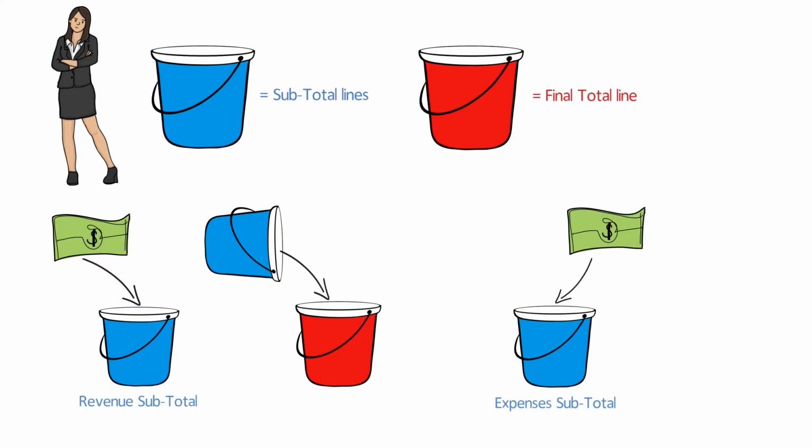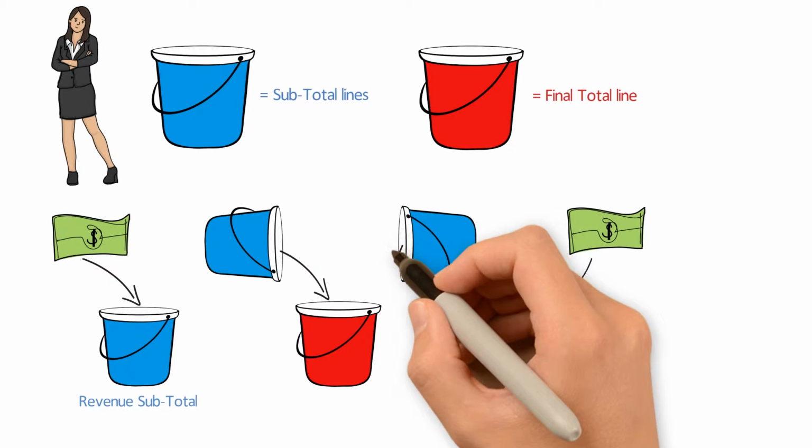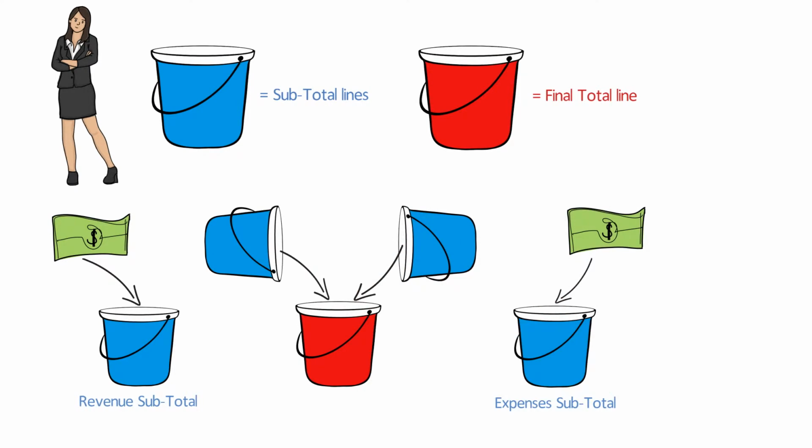Again, Penny wants to retain the subtotal for the expenses, so she empties the expenses subtotal from the blue bucket into the red bucket. The red bucket now contains the value of the revenue subtotal and the value of the expenses subtotal, which generates the net profit or loss value of Penny's business. The blue bucket is empty and can be reused to accumulate more subtotals if necessary.